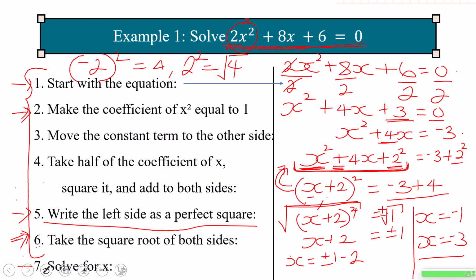And finally, you will have solved the quadratic equation using the completing square method.